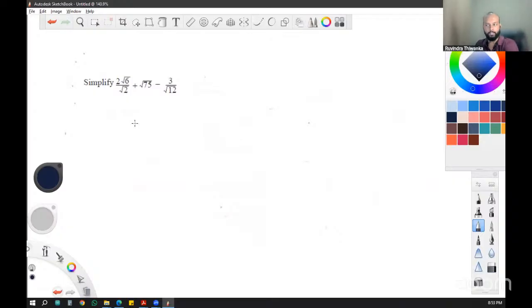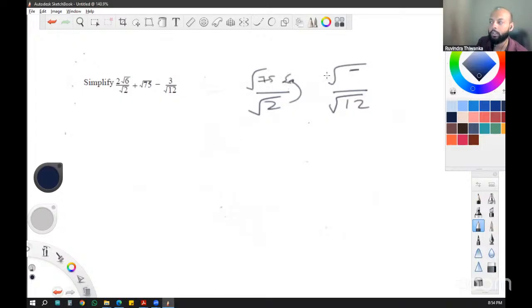2 root 6 over root 2 plus root 75 minus 3 root 12. Okay. The first thing you have to do is what? First thing, you can't keep these denominators as root 2, root 12. Those are ugly, very ugly. So we can't keep them. We can keep it only in the numerator only. Something like that.